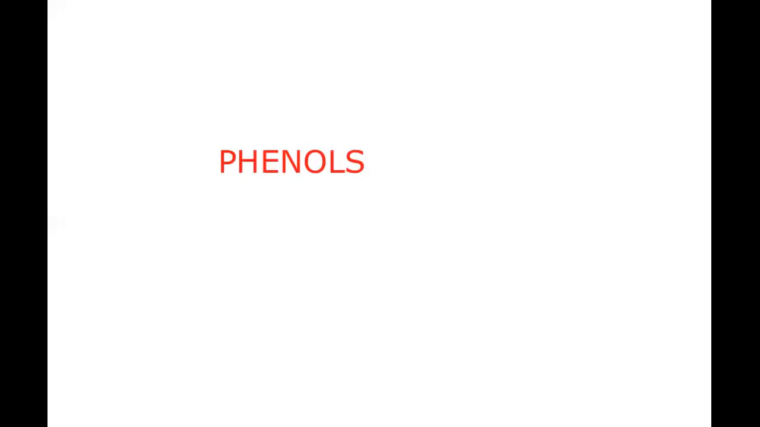We'll start with the phenols today. Now, aromatic alcohols. Okay. This means that in the case of phenols, there is an aromatic ring to which an OH is attached. So, if I'm talking about an aromatic alcohol, it is going to be a benzene ring to which an O and an H is attached.